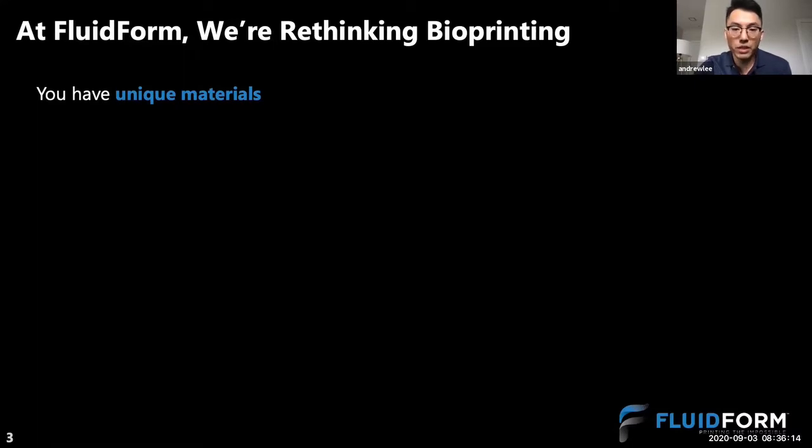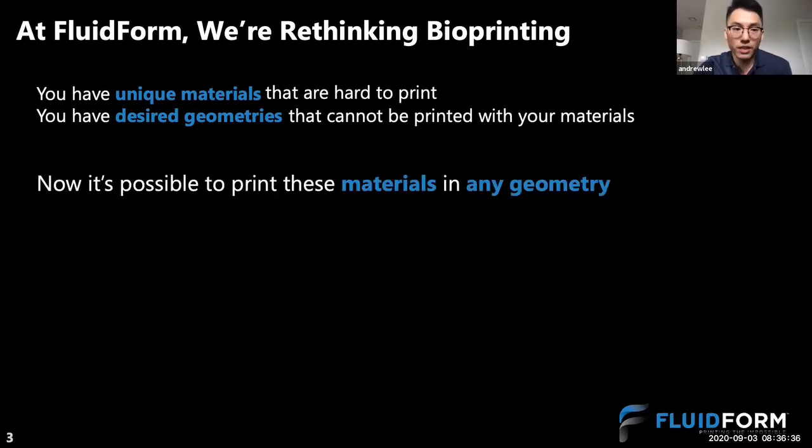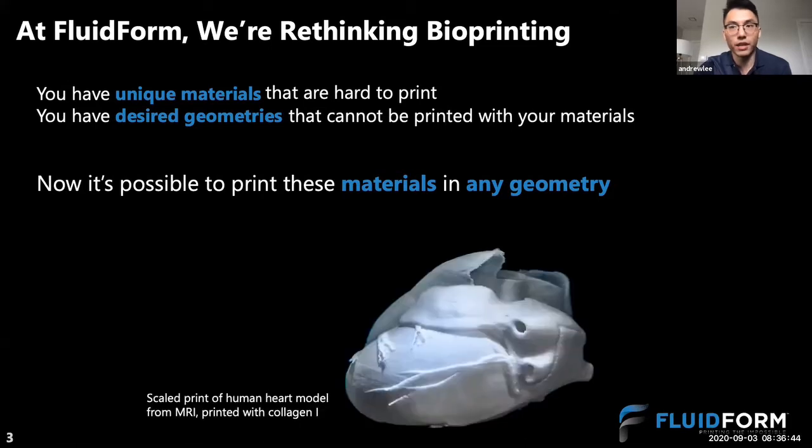However, most of these materials actually turn out to be difficult to print and assemble in 3 dimensions. As a result, a second problem emerges, where it's not really possible to fabricate a lot of these desired geometries. What we've done at FluidForm is make it possible to print these materials in any geometry. Here I'd like to show an example picture of a printed scaled down model of a human heart derived from an MRI file, printed entirely out of collagen type 1.